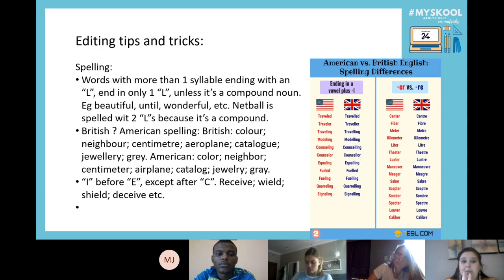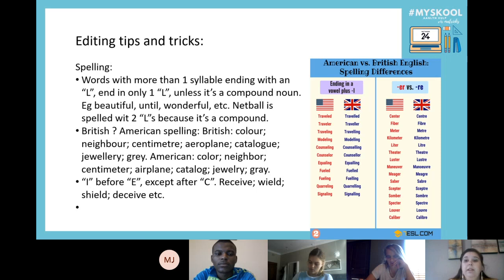Words with 2 syllables that end in L usually only end in 1 L unless it's a compound noun, a samenstelling, 2 words put together, like netball. Okay. People, make sure of the spelling of beautiful especially. They like to ask it because it's a difficult word to spell.